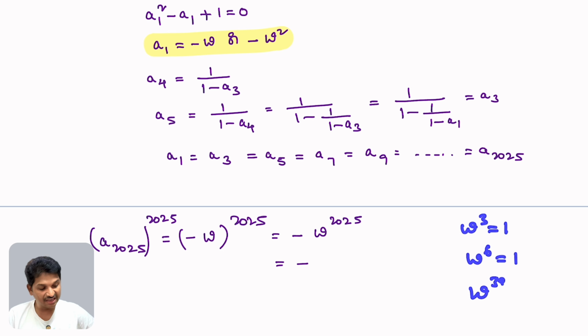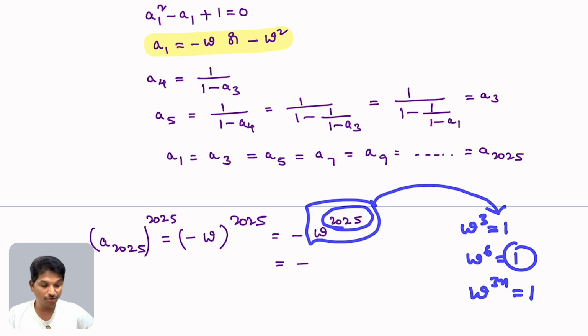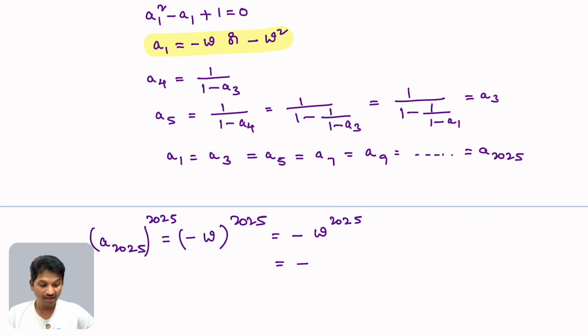Omega power 3n is 1. You know these things, right? If this is a multiple of 3, then omega power 2025 value is 1. I hope you are understanding, right? See here, it is a multiple of 3. Sum of all digits is 9, and 9 is divisible by 3. So it is a multiple of 3, correct? So this is 1. I hope you are understanding.